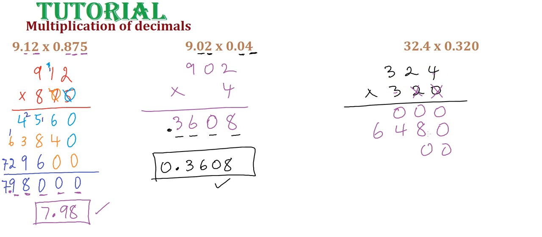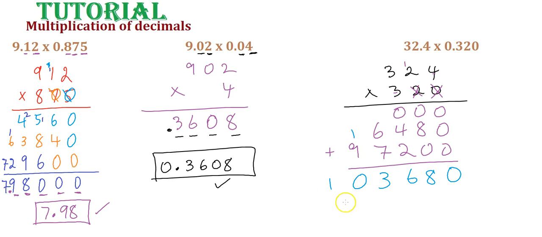Okay, 3 times 4, that's 12. So 2 here, 1 goes here, right? 3 times 2 is 6, plus the 1 is 7. 3 times 3 is 9. So all I have to do is add, and what do I get? 0, 8, 6. What's 6 and 7? That's 13. Put the 3 there, carry the 1. 9 plus 1 is 10. Okay, so those are the digits.